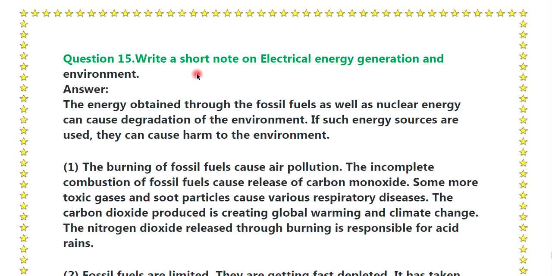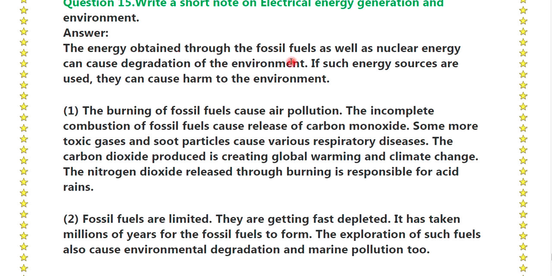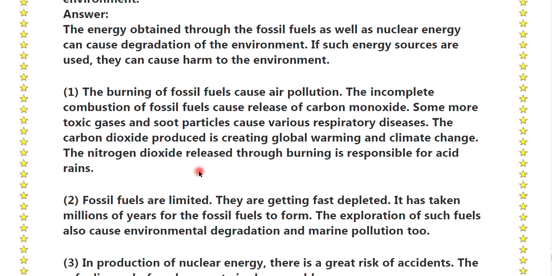Question number 50. Write short notes on electrical energy generation and environment. Answer. The energy obtained through fossil fuels as well as nuclear energy can cause degradation of the environment. If such energy sources are used, they can cause harm to the environment. First point, the burning of fossil fuels causes air pollution. The incomplete combustion of fossil fuels causes the release of carbon monoxide, some more toxic gases and soot particles, which cause various respiratory diseases. The carbon dioxide produced is creating global warming and climate change. The nitrogen dioxide released through the burning is responsible for acid rains.